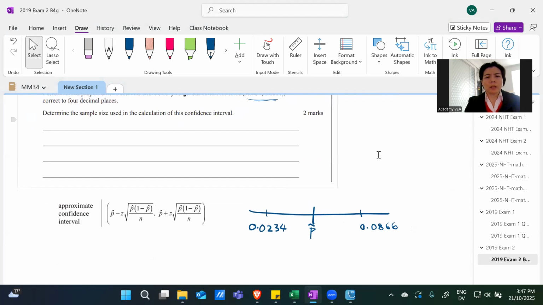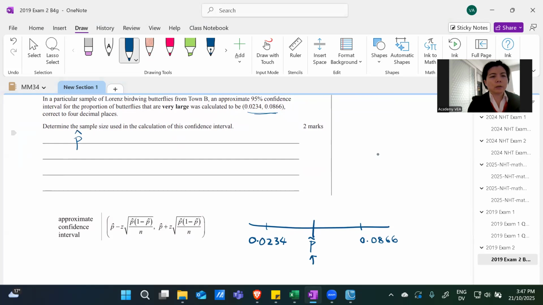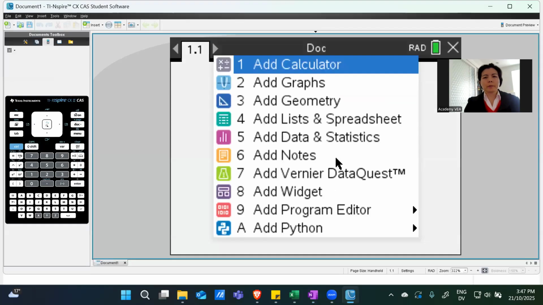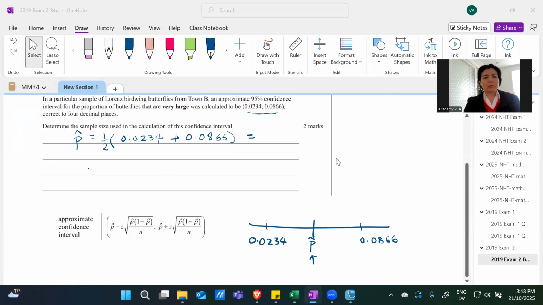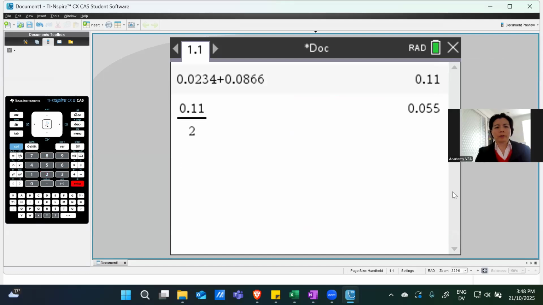The second thing to note is that if you take an average of the two values, you'll get this middle value. So p hat is going to be the average, which is when you add them together and divide by 2. So 0.0234 plus 0.0866. If you put that in your calculator, here's one I prepared earlier, you add together 0.0234 with 0.0866 and then divide that by 2, so you get 0.055.